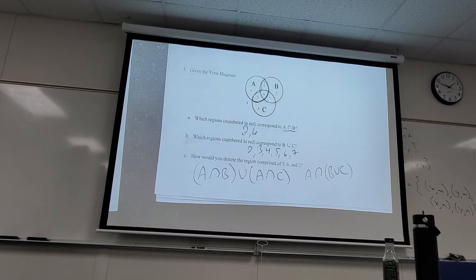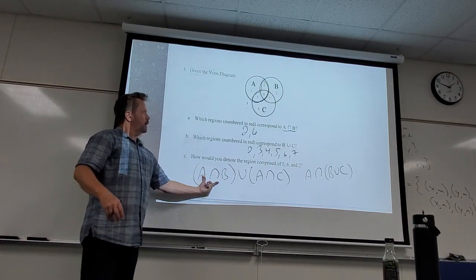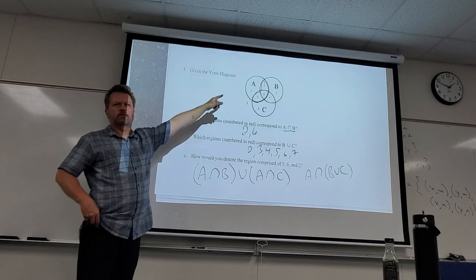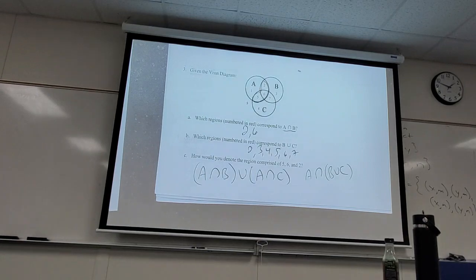Yes? Why is it a union and not an intersection? Oh, right here? What was A intersect B again? Which regions? 5 and 6. Well, that's A intersect C, right? So let's see. Oh. A intersect C.